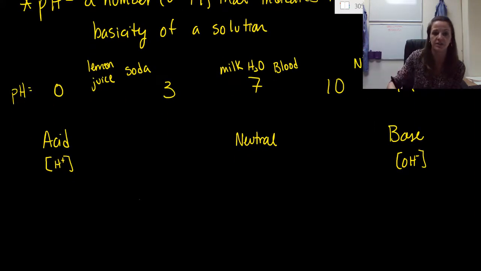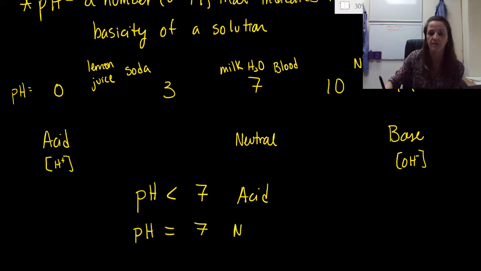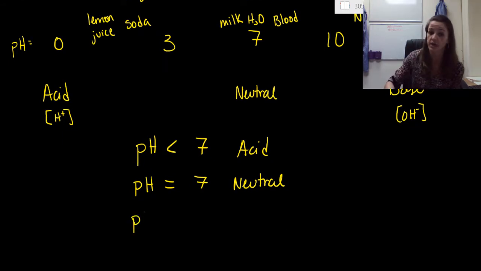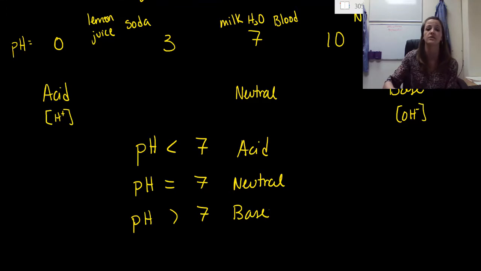All right, so let's review what I just said. If you have a pH that is less than 7, you are talking about an acid. If you have a pH that is equal to 7, you are talking about something that is neutral. And if you have a pH that is greater than 7, you are talking about something that is a base. All right, this is your very generic scale. You 100% have to know this.